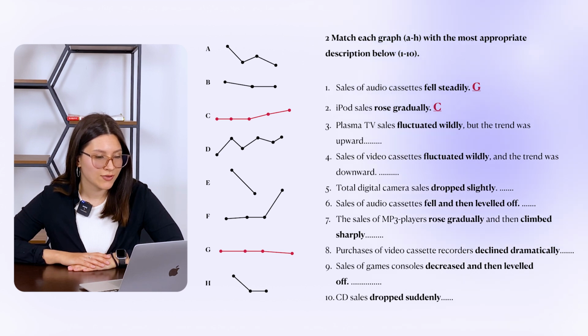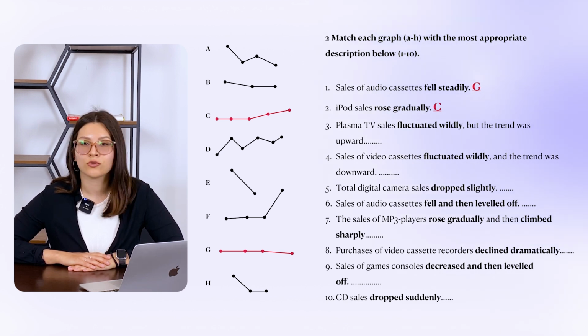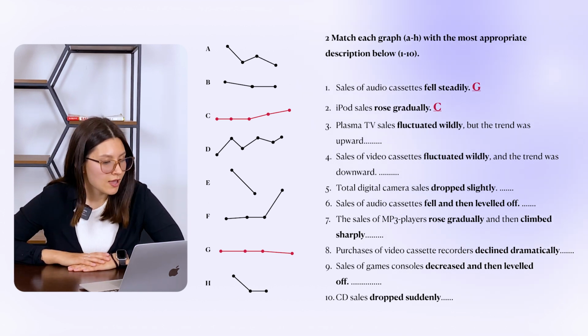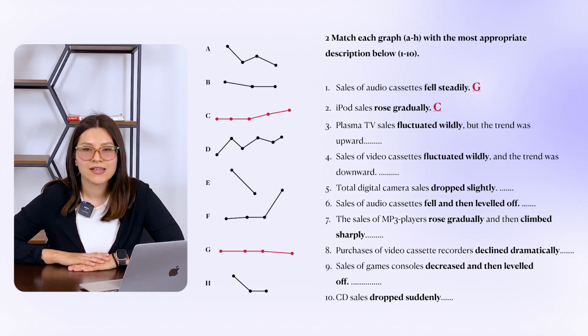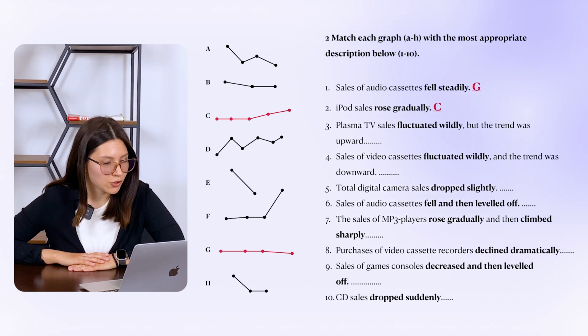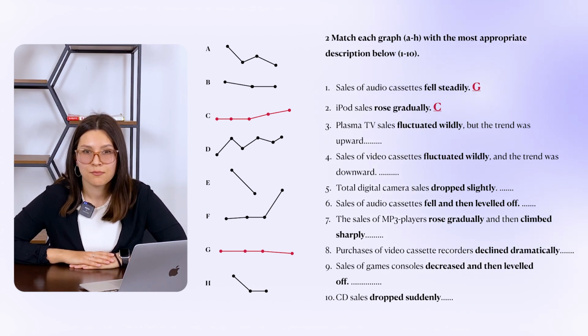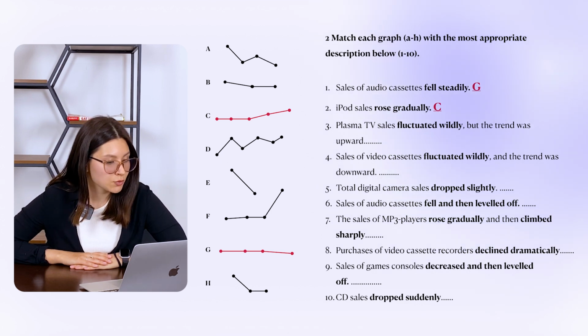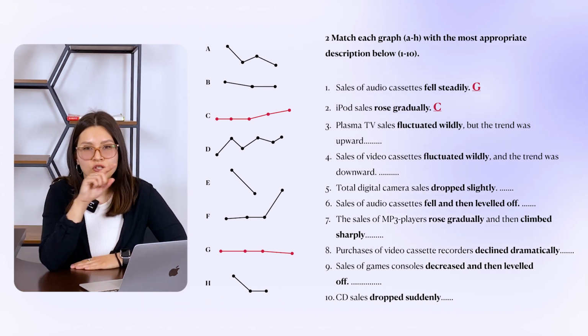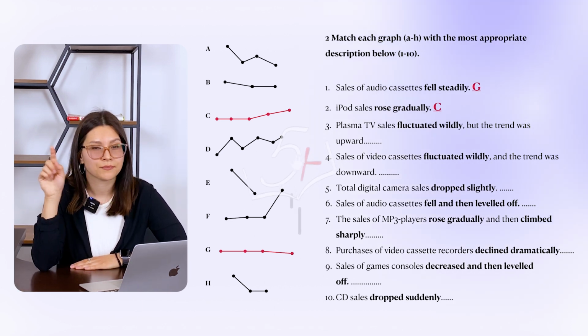Sales of audio cassettes fell steadily. So fell is a downward trend. Steadily means not too much, just a little. And we can see that it's given under the line G. Let's take another example. iPod sales rose gradually. Rose gradually means that it went up, not too fast, but we can still see the trend which is going upwards. And the answer would be the line C, which has a very gentle change on the graph.